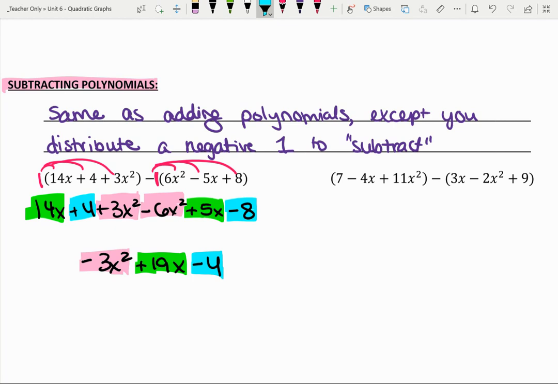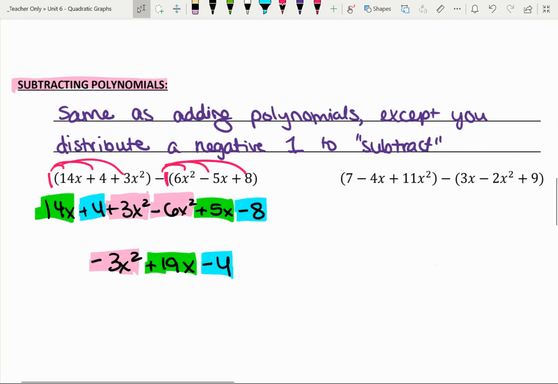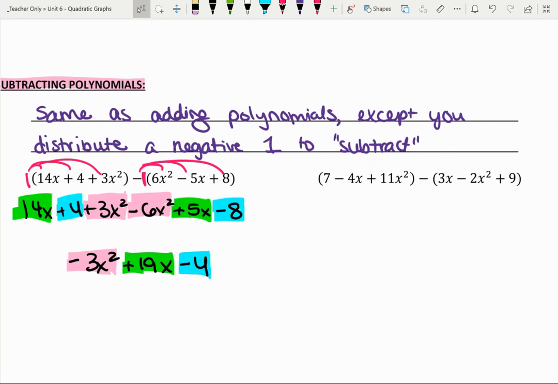So again, a very similar process. All we did here was make sure that we were distributing a negative 1. So let's practice over here with the second example. Distributing a positive 1, we get 7 minus 4x plus 11x squared.